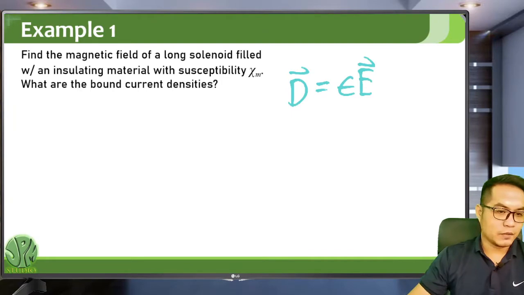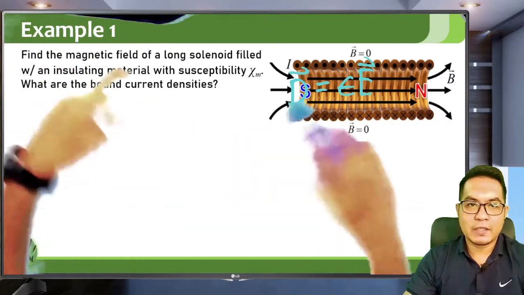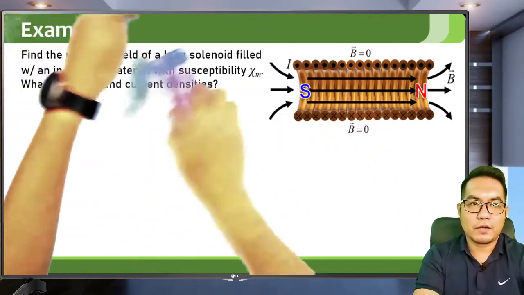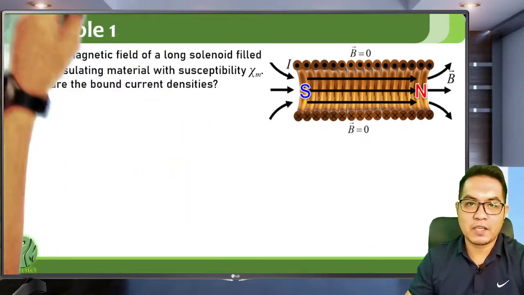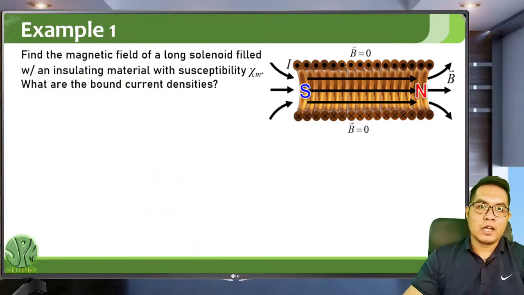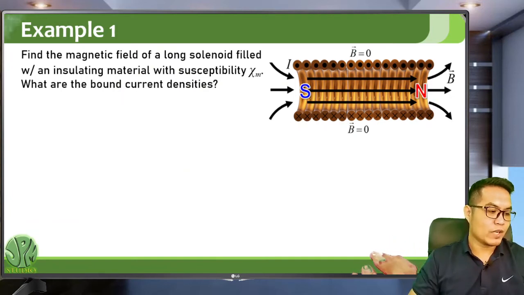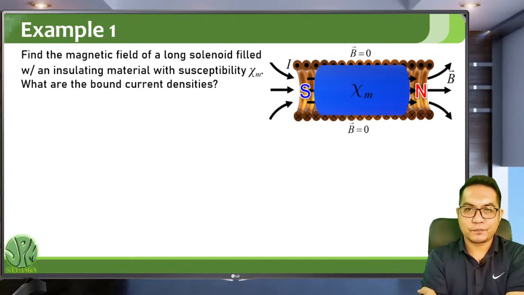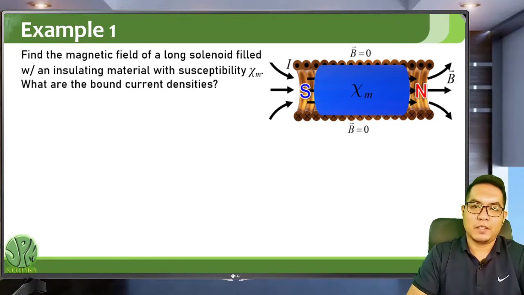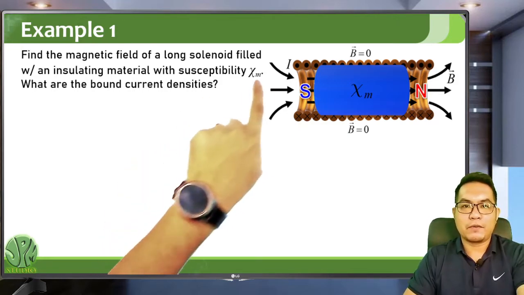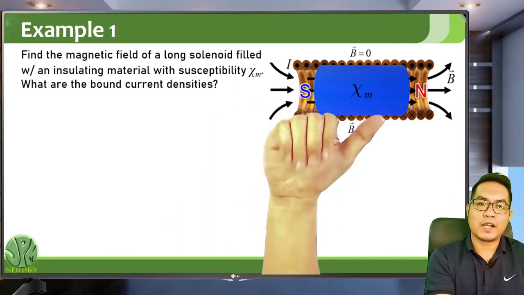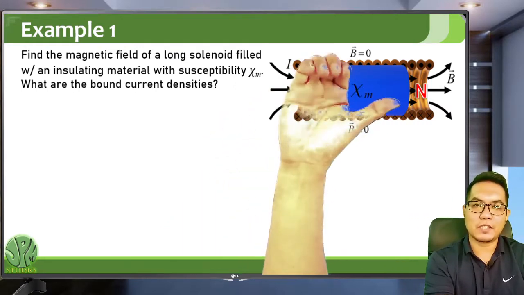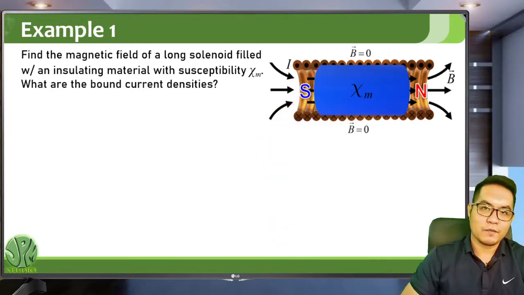So let's have an example. Find the magnetic field of a long solenoid filled with an insulating material with susceptibility chi sub m, and what are the bound current densities. In this example, we now have a conductor, which is our solenoid, and we have an insulator. In our conductor, there will be free currents I. The magnetic field inside is in this direction, so this is the direction of our free current. And there will also be bound currents in our insulator.